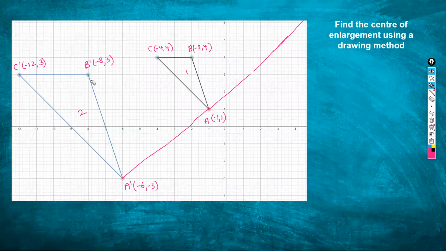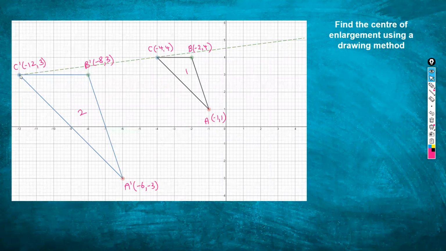And you're going to do the same thing for all the points. Connect B dash to B, and go all the way back with a ruler. And do the same thing for C dash. Connect C dash to C and continue the straight line. And eventually, all the lines will meet at a common point. Now, let me show you how that will look in the exam.